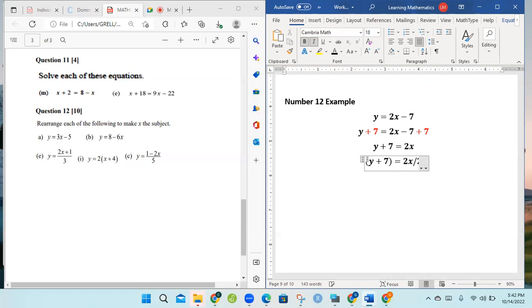We divide by 2 on the left. On the right, we have to divide by 2 as well. So you see, both Y and the plus 7 have to be divided by 2. Very important to put brackets when you are dividing two terms. So X is equal to Y plus 7 divided by 2.